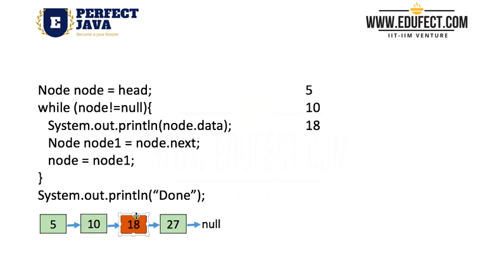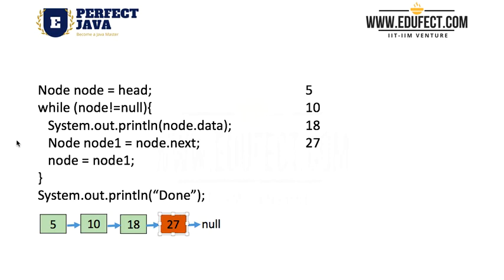So now this has become our node. When we end the while loop and go up, we check the condition: while node not equal to null. Is this node equal to null? No. So this condition is true. It will go in System.out.println(node.data), and what will get printed is 18. So 18 gets printed on the screen. Node1 is equal to node.next. Node1 will be this. And when we say node is equal to node1, we are again shifting the value of node from here to here. So this has now become the node.